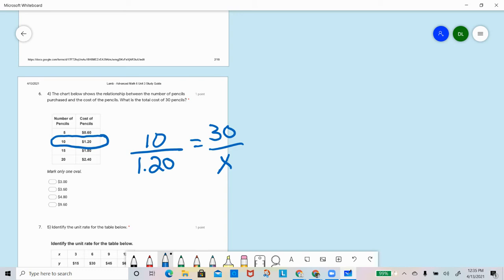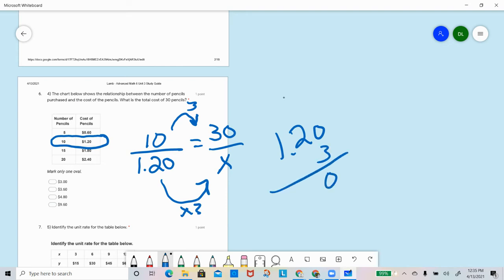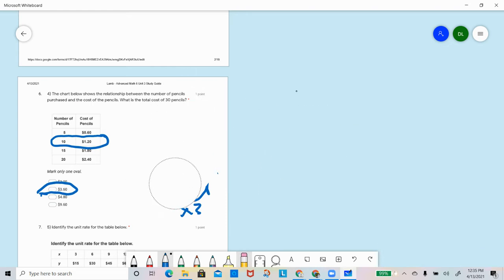Or if you think about it, this has been multiplied by 3, right? So this has to be multiplied by 3. So $1.20 times 3 is going to give us $3.60. Okay, so $3.60 is the answer we're looking for. So there we go, that's question number 4. And again, I'll erase as we go just to get rid of all of this so we don't have to see it on the screen.